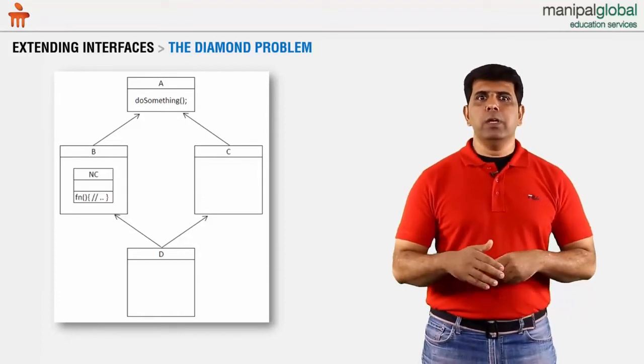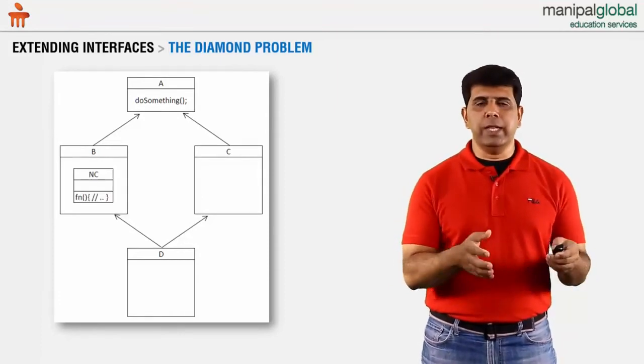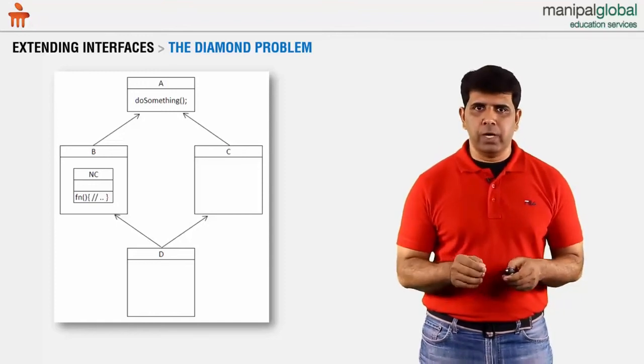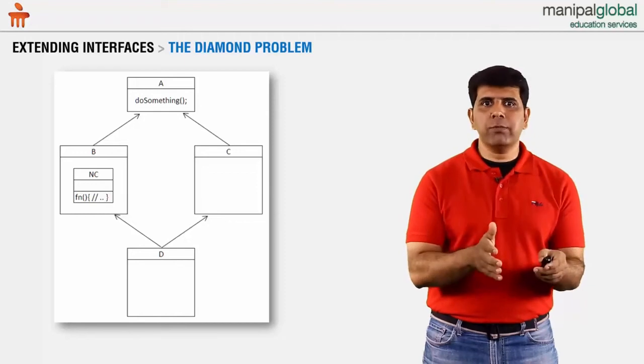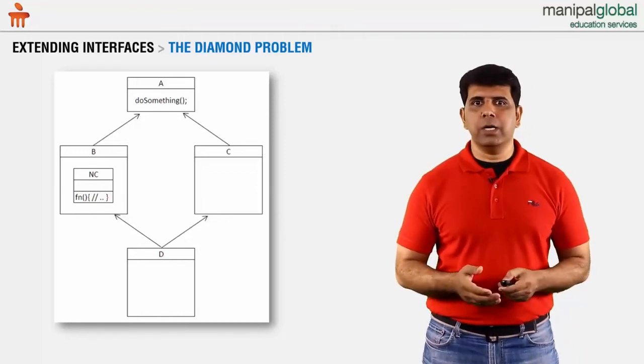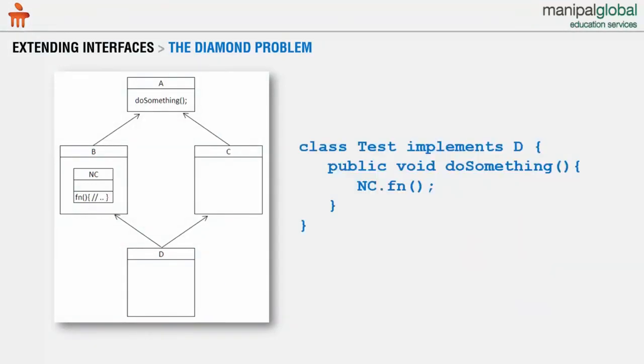So, if the interface B has a nested class called NC, short form for nested class, and you want to create an object through the D interface, we can do something like this. There is a class Test that implements D, which means it is inheriting that NC, and if you say nc.fn, it's just going to call this function. No problem, because there is only one copy of fn and that is available in the interface B.